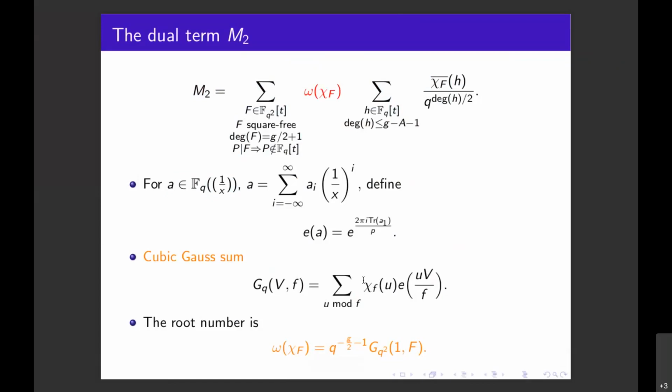Okay, and then the root number, omega of chi_F, will be expressed in terms of the cubic Gauss sum associated to the polynomial F over F_{q^2}. So this is what it means here, G_{q^2}. We're working over F_{q^2}.